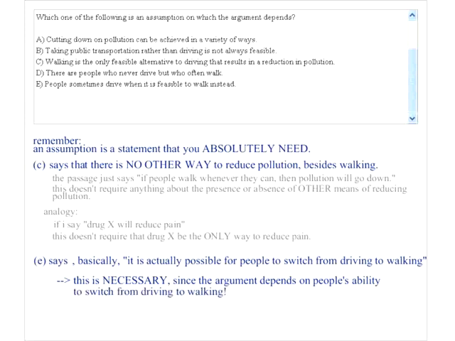So, give me a smiley face if you understand this. The argument says if people would switch from driving to walking, then pollution will go down. That means people have to be able to do that. So this statement E, that's what that says. It says that there are actually people who could make that switch. Now, there's a couple of things I want you to notice here. The first thing I want you to notice is that this is an awfully bland statement.